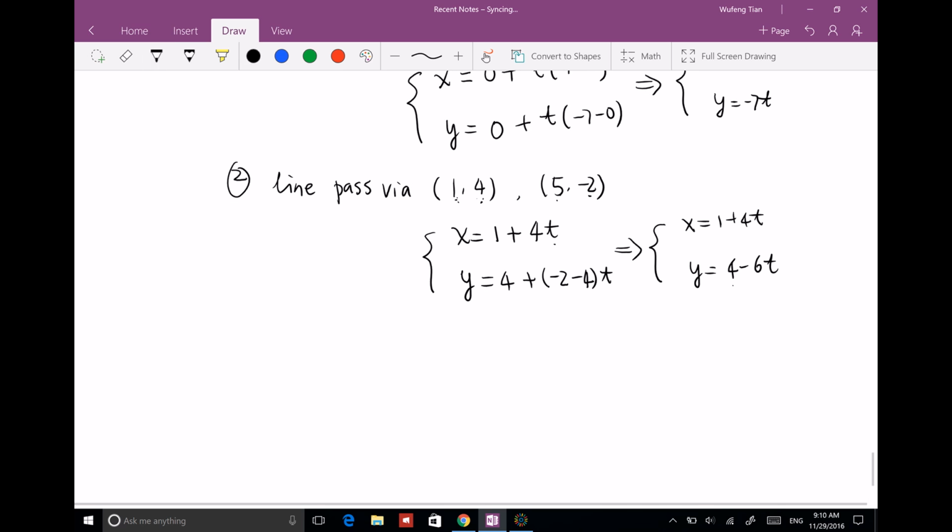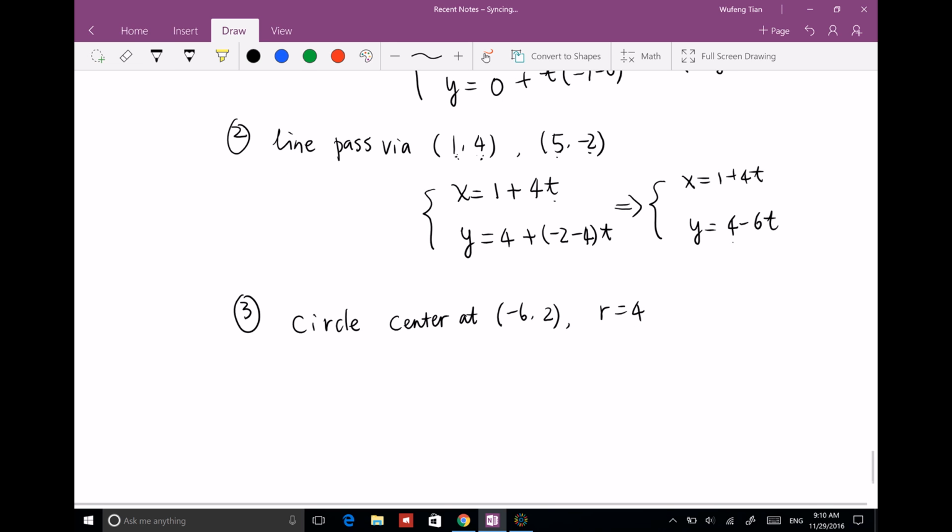So next one, how about a circle with center at negative 6, 2, r equals 4. Okay, write the parametric equation for this one. For a circle with center at negative 6, 2, r equals 4.